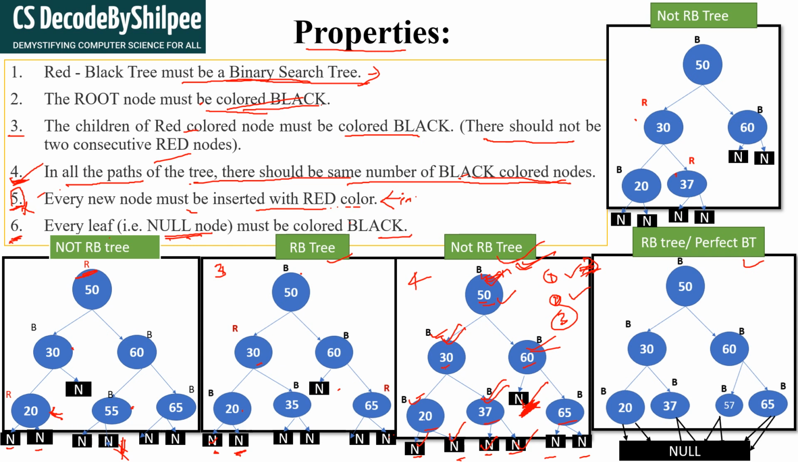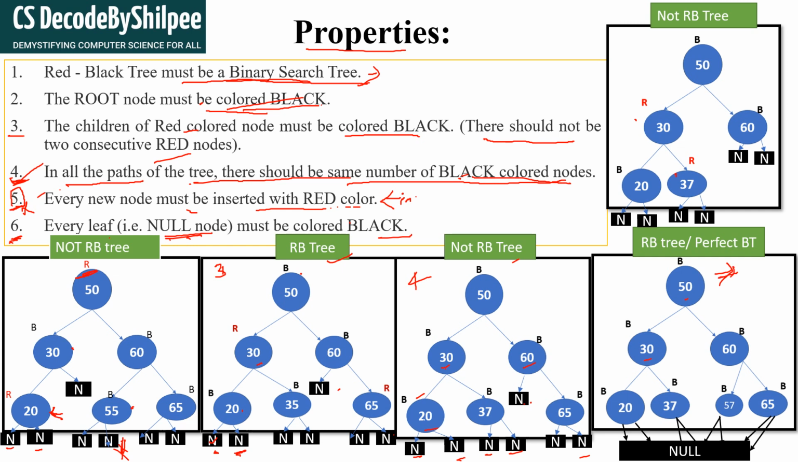I hope you understood. Now I will check another. See, here all these nodes are black, right? Now I am going to explain another one. I'll check whether all these properties are followed or not. The first property is that a red black tree is a binary search tree. Yes, this is a binary search tree.